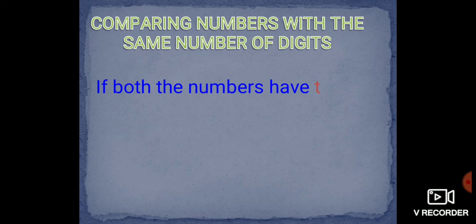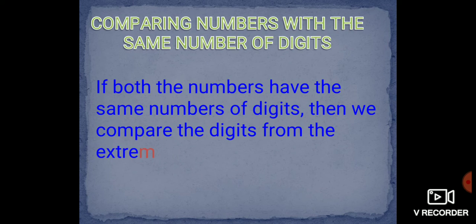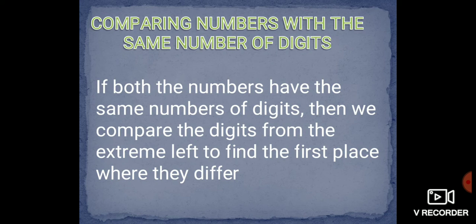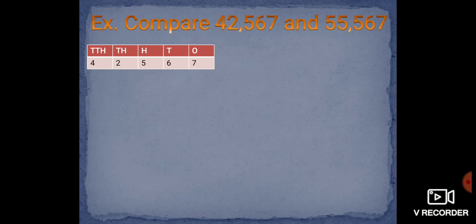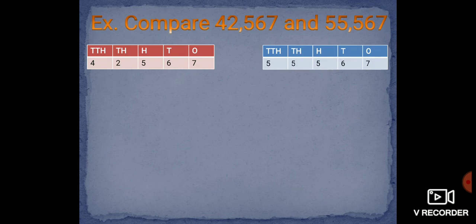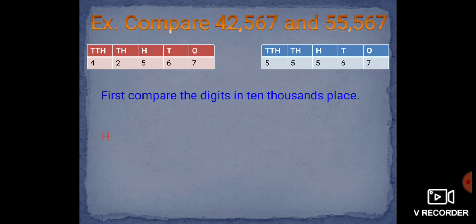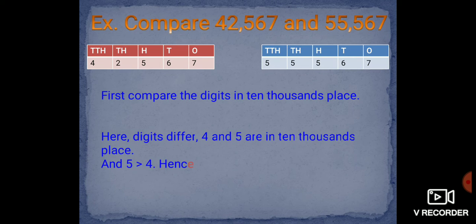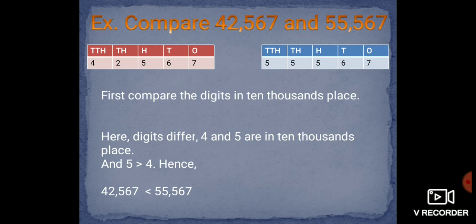Comparing numbers with the same number of digits. If both numbers have the same number of digits, then we compare the digits from the extreme left to find the first place where they differ. Example, compare 42567 and 55567. First of all, we will place the digits in the place value chart. Both numbers have the same number of digits, so we start comparing their first digits. First, compare the digits in the 10,000s place. Here the digits differ: 4 and 5. Now 5 is greater than 4, therefore 55,567 is the greater number.